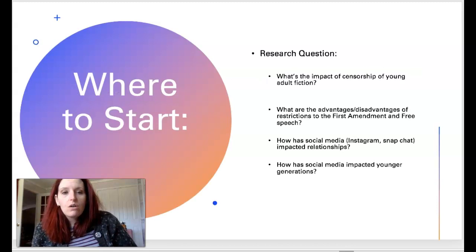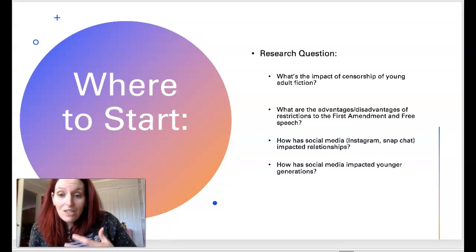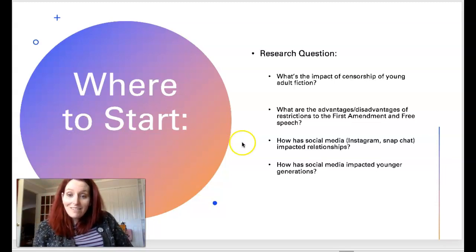So where to start? I suggest that you start with a research question. Think about your topic and then generate a variety of questions that relate to that issue. Remember, this is not an expository paper. I'm not asking you to write an informative research paper on the topic or the issue itself. You're going to create an argument based on a position that you present.